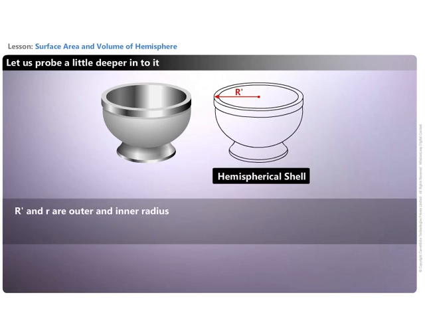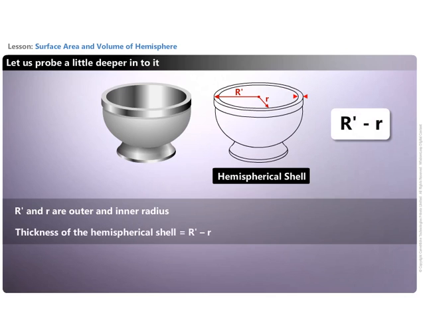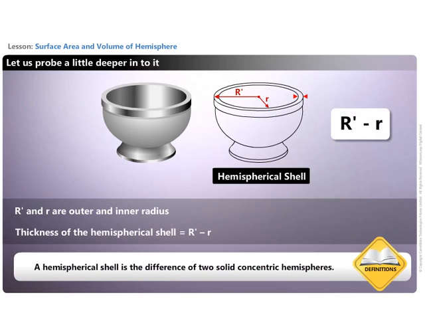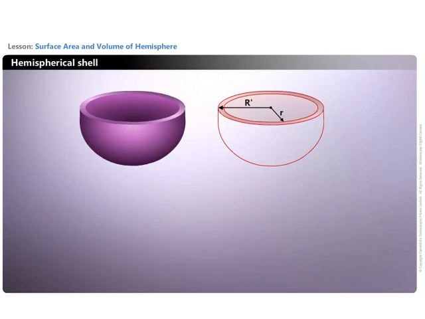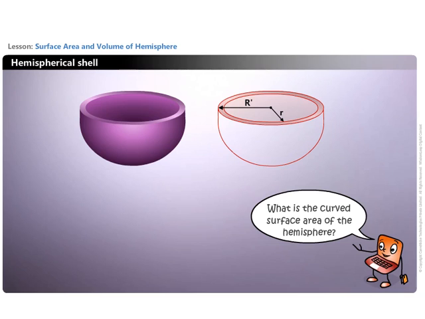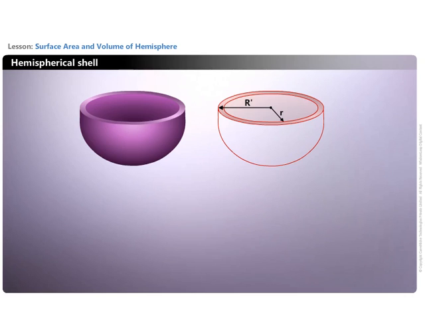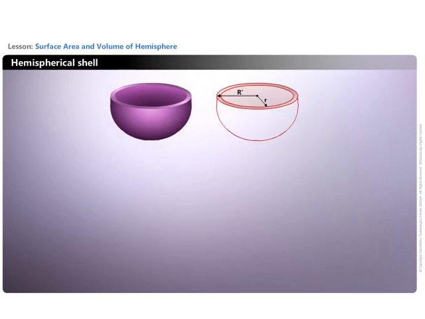If r' and r are the outer and inner radius of the two hemispheres, then the thickness of the hemispherical shell is r' minus r. Thus, a hemispherical shell is the difference of two solid concentric hemispheres. How would you find the areas and volumes of the hemispherical shell? What is the curved surface area of the hemisphere? Curved surface area of the hemisphere is 2 pi r square.